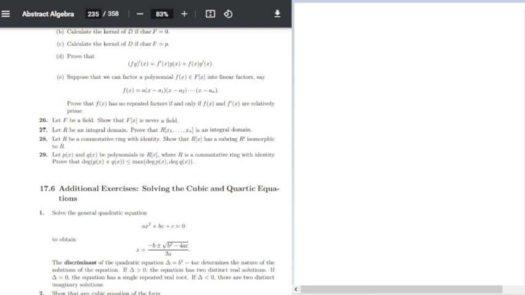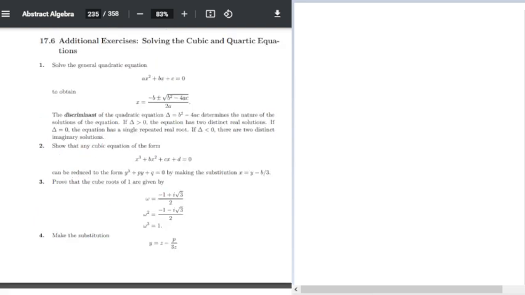Additional exercises. Okay, I'll read through the additional exercises, but I'm really not feeling this. Both because there's a lot of technical stuff, and also I'm tired and want taquitos. So, 17.6 additional exercises. Solving the cubic and quartic equations.